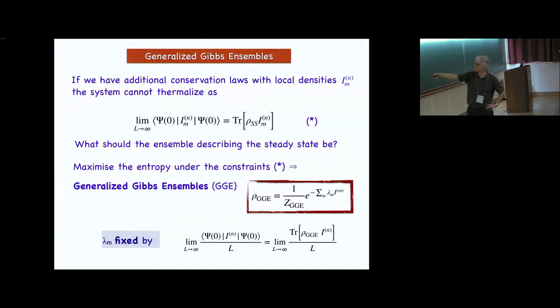So they are fixed by these conditions, namely the expectation value of the conservation law in the initial state has to be reproduced by the expectation value in the steady state ensemble. So that's a necessary condition. And solving these necessary conditions fixes these lambda m's. And then the steady state under this construction simply would be the maximum entropy state under these conditions. The most likely state which reproduces all the information the system must have in the steady state because of the presence of conserved quantities.